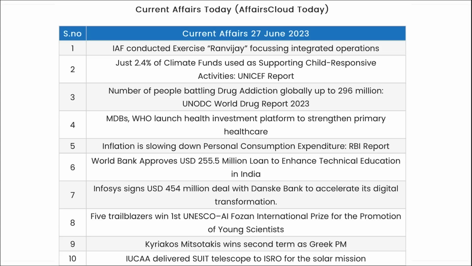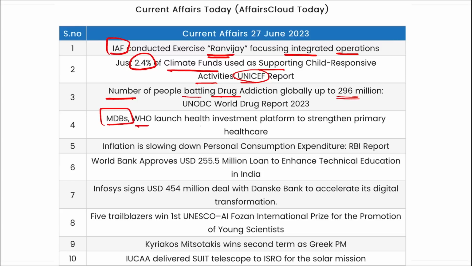So friends, these were your important current affairs for the day. Now let's go for a quick revision. IAF conducted exercise Ran Vijay focusing on integrated operations. Just 2.4% of the climate funds are used to support child-responsive activities, according to UNICEF. The number of people battling drug addiction globally is up to 296 million.